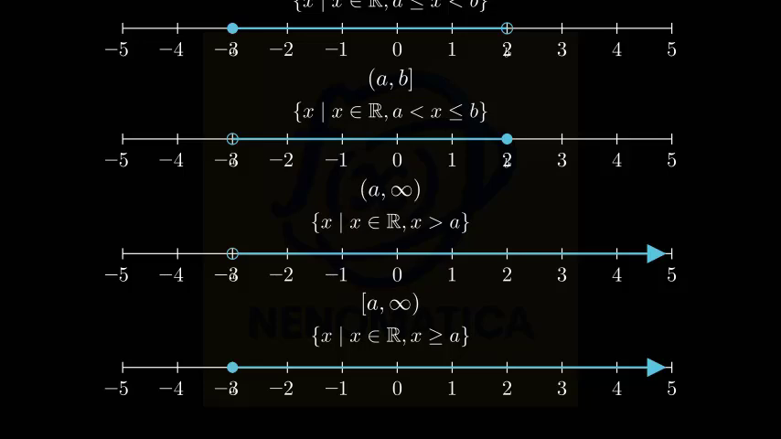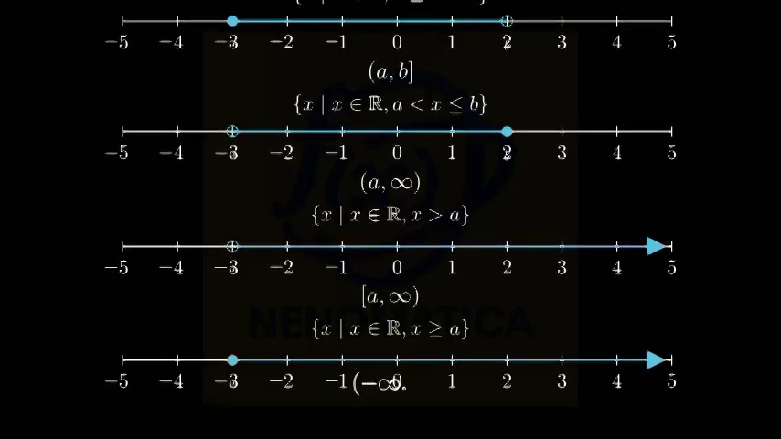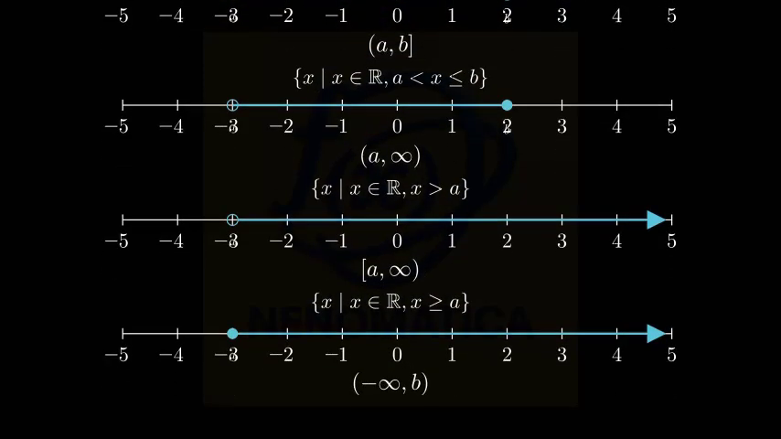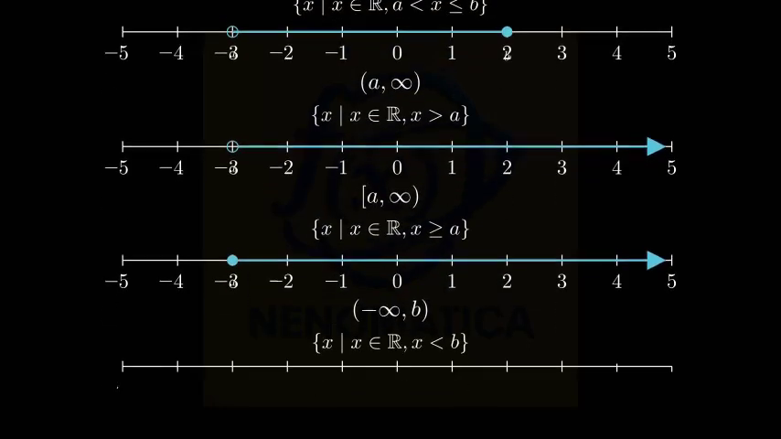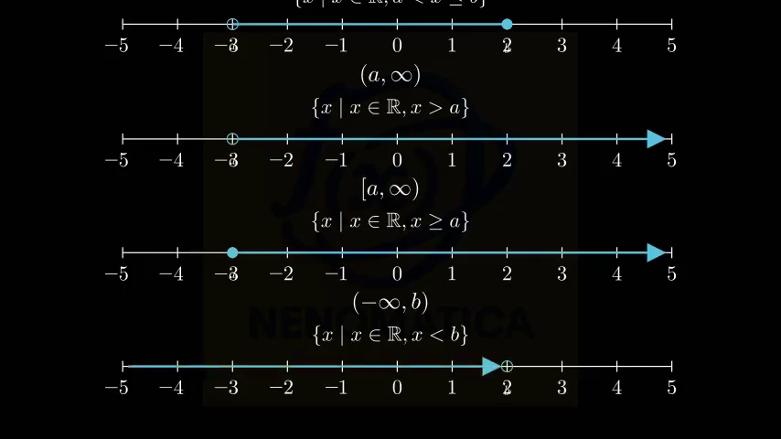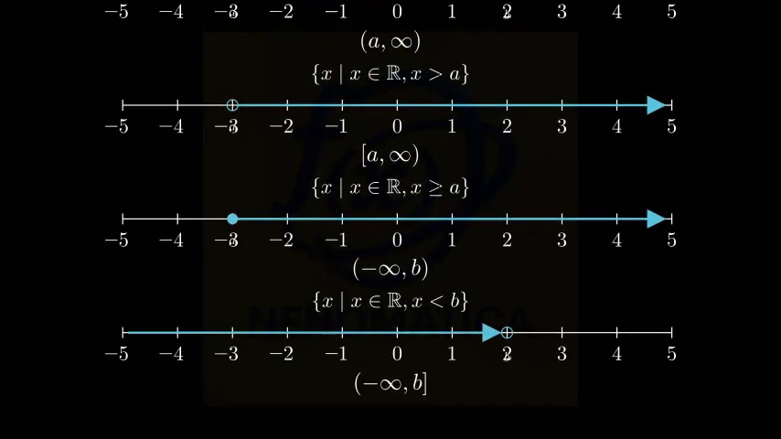Moving on, we have negative infinity comma b in parentheses. This interval includes all real numbers x such that x is less than b. On the number line, we represent this with an arrow extending from the left toward negative infinity and a hollow dot at endpoint b. Finally, we have negative infinity comma b in a parenthesis and a square bracket.